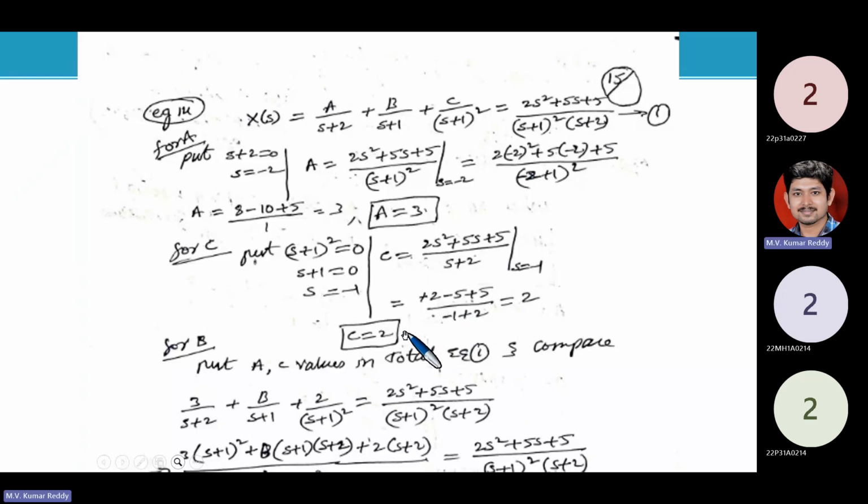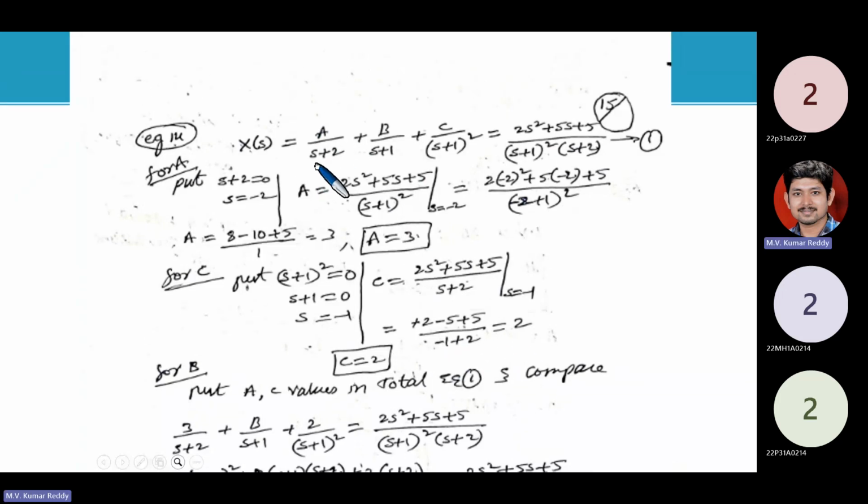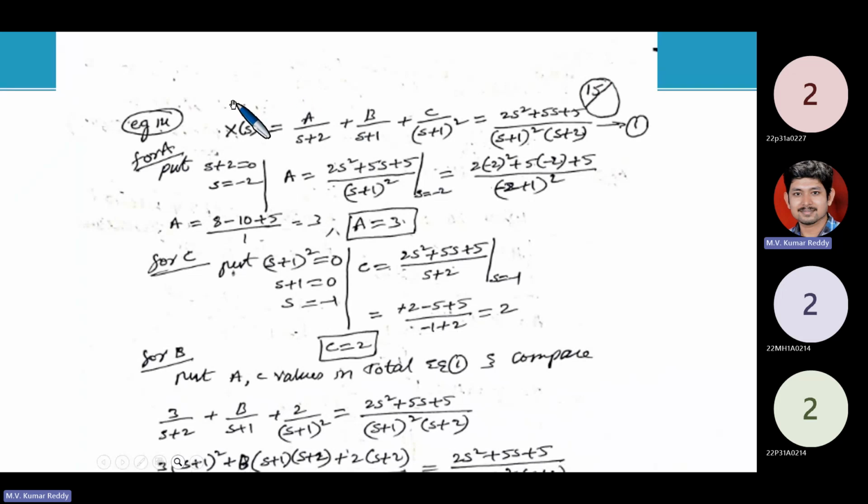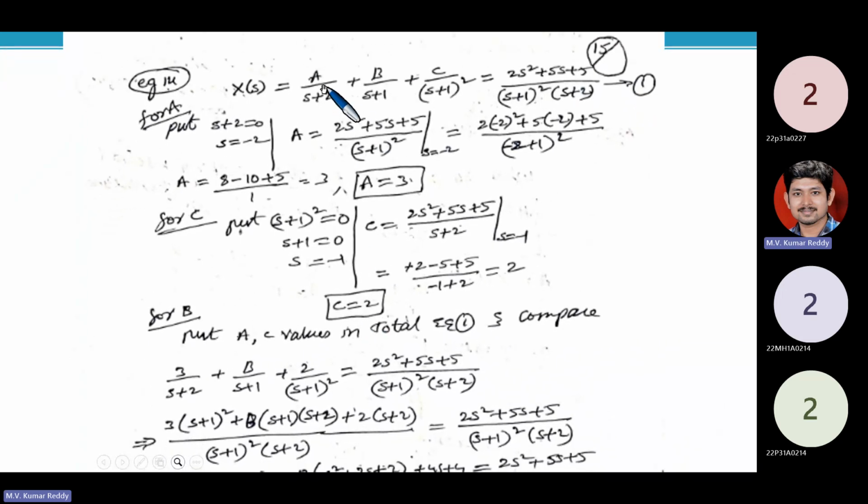Now this is the value. Now we have to take this total. Already I told you, you have to write the main equation and the partial fractions equation as one equation. This is the main point, so that this is equation 1. Next is very easy. Now substitute the values of a and c in equation 1.